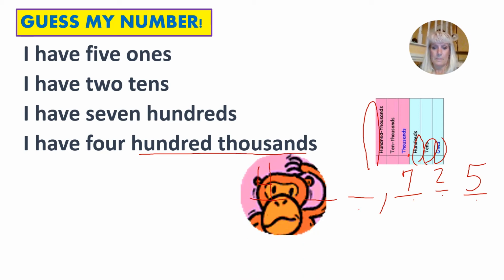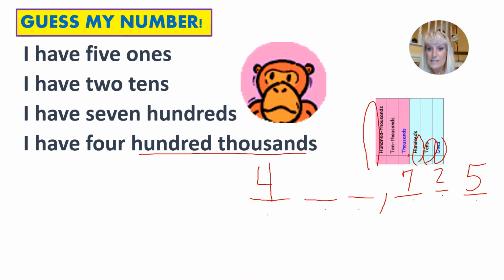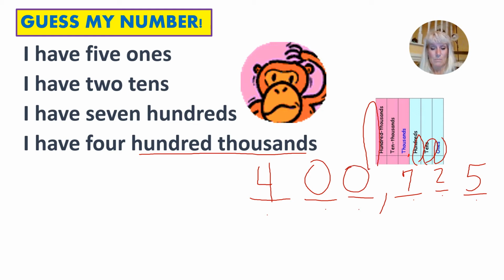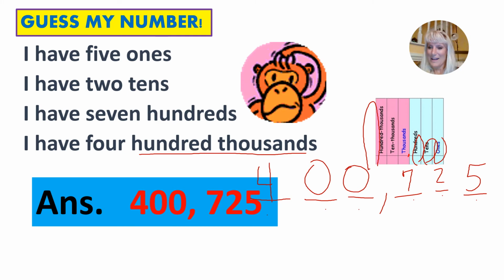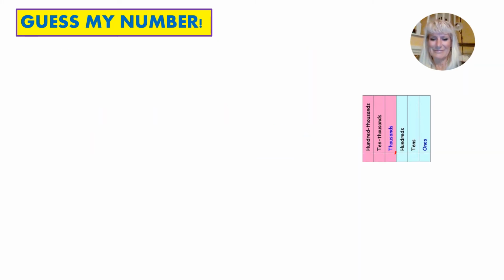100,000s. Okay, it's time to guess my number. Well, guess what? I have to fill those in with something. So I'm going to go ahead and fill those in with zeros. And now I'm going to practice reading this number. It looks like 400,725. And I am correct. Go me. All right, let's try another guess my number.